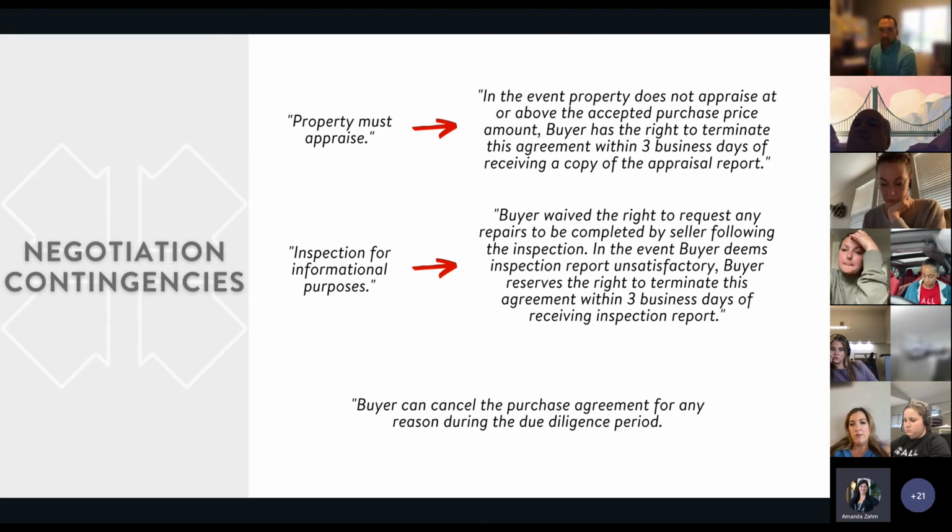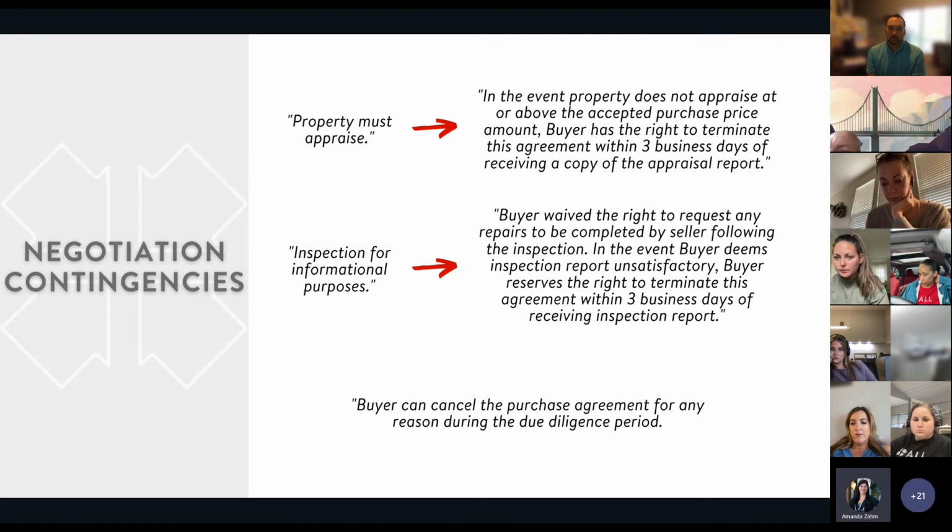Everyone's already accepted it. We're ready to move forward with this contingency. And one that I see a lot: "inspection for informational purposes only." I think that's so vague, you could really swing that a few different ways. So maybe what you're trying to say is, buyers waive the right to request any repairs to be completed by the seller following the inspection. In the event buyer deems inspection unsatisfactory, buyer has the right to terminate this agreement within 3 business days of receiving the inspection report. So now there's really nothing to question on there.